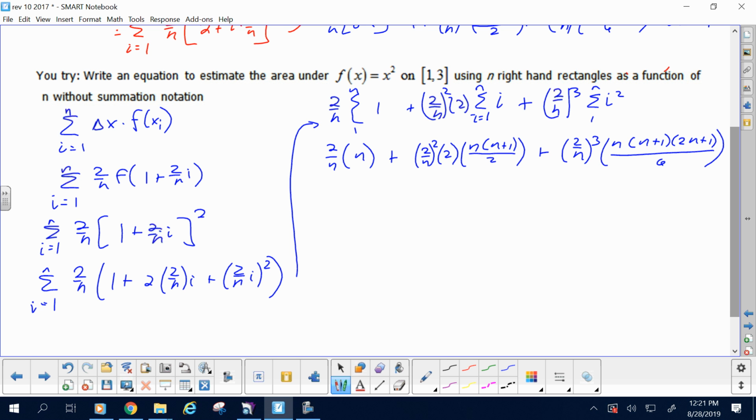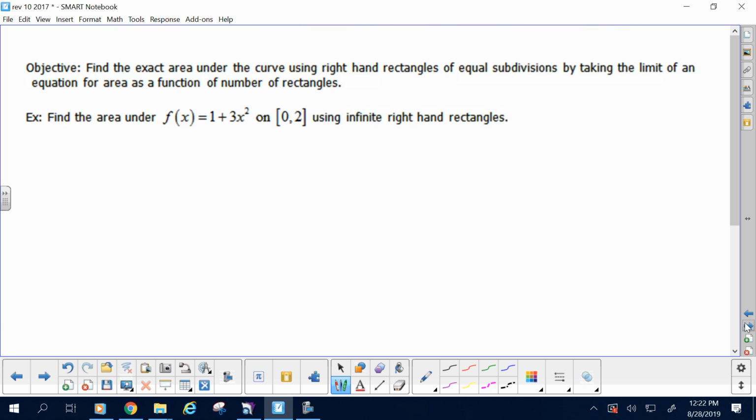Did you get something like that? Or you're still working, or you're good to go. 2 over n times an n. 2 over n squared times 2 times the formula for i, which is n times n plus 1 over 2. And 2 over n cubed times the sum of squares. Let's call that A, or area formula as a function of n. Okie dokie.